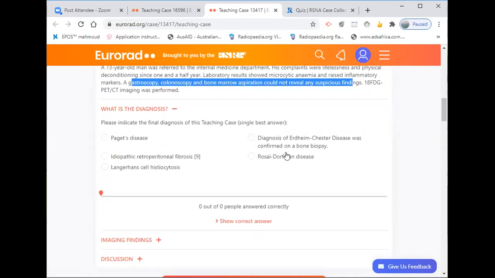So all of us are going with Paget. Do you like to choose Paget or do you have other choices? Idiopathic fibrosis, Langerhans, or Erdheim-Chester? All agree with Paget?